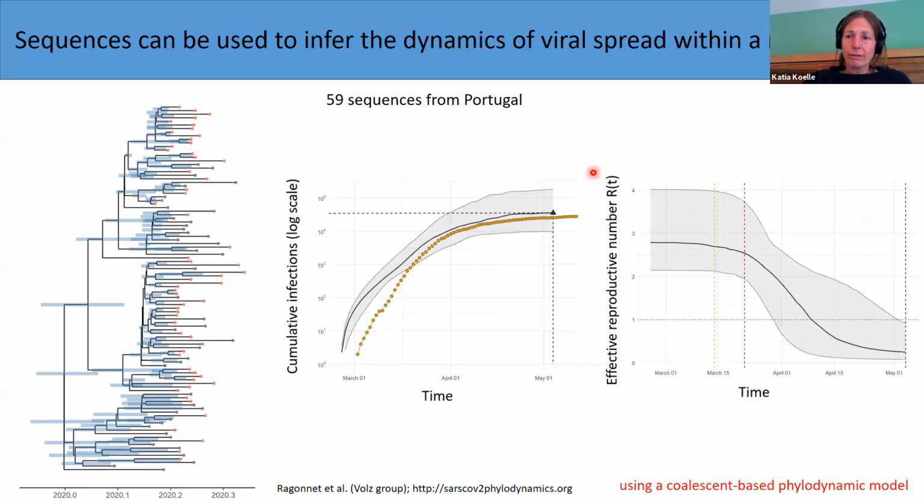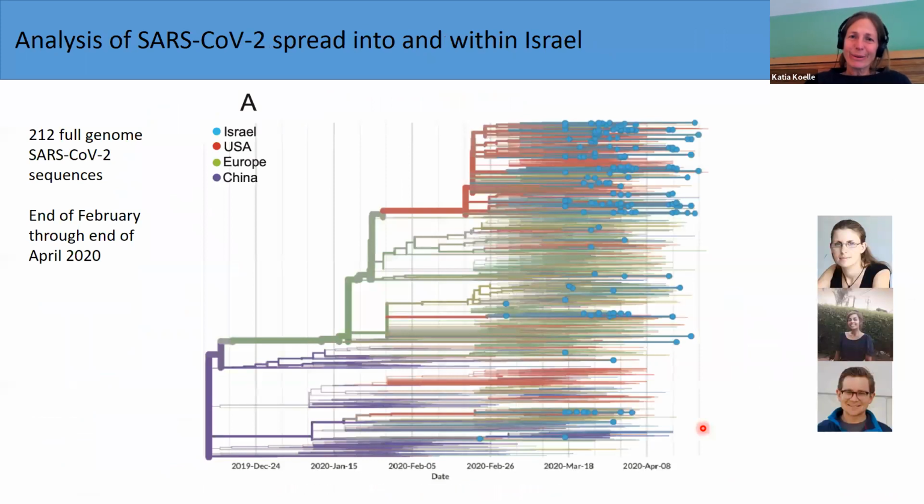Over the last few years, we've been really interested in these coalescent-based phylodynamic inference approaches. And so we use this really nice package that Erik Volz published a couple of years ago called phydynR. I think this is the one that Samuel has not used. We actually use this approach to study SARS-CoV-2 evolution within Israel. This is again with Adi Stern's group. So we looked at 212 full genome SARS-CoV-2 sequences, which were sampled between the end of February and the end of April 2020. And you can see these sequences here with these blue dots at the tips.